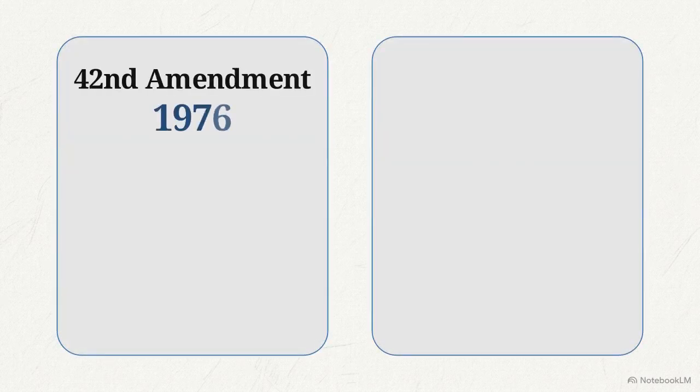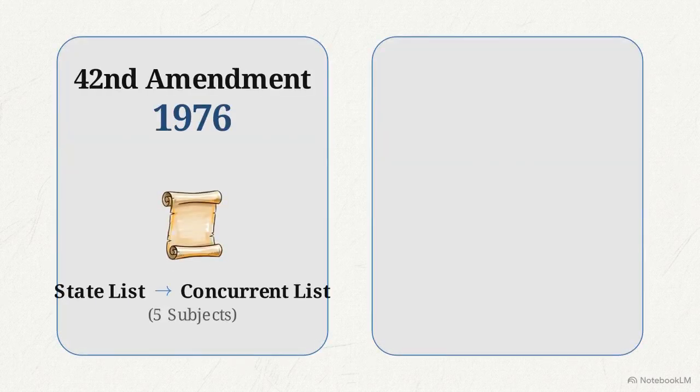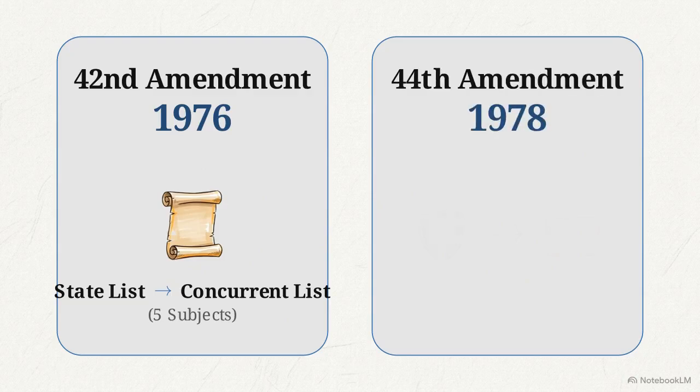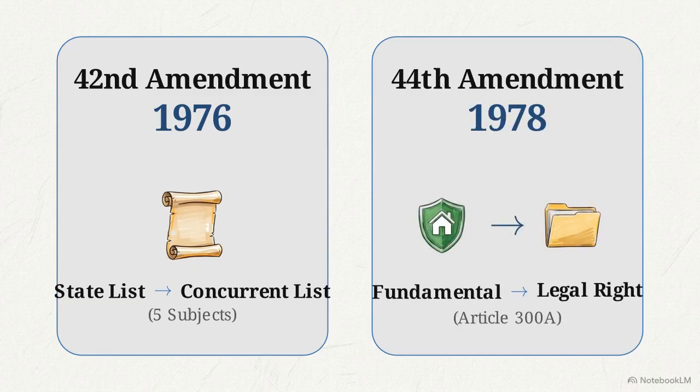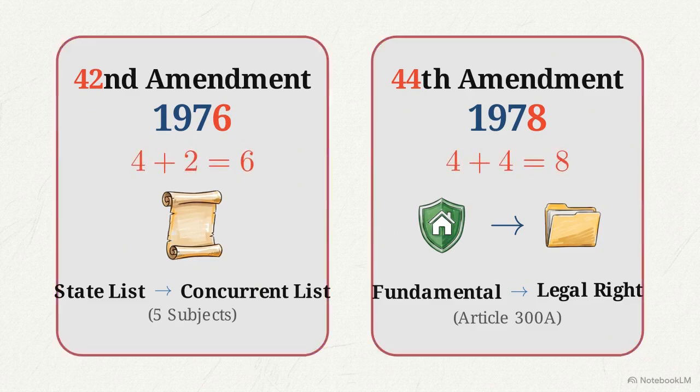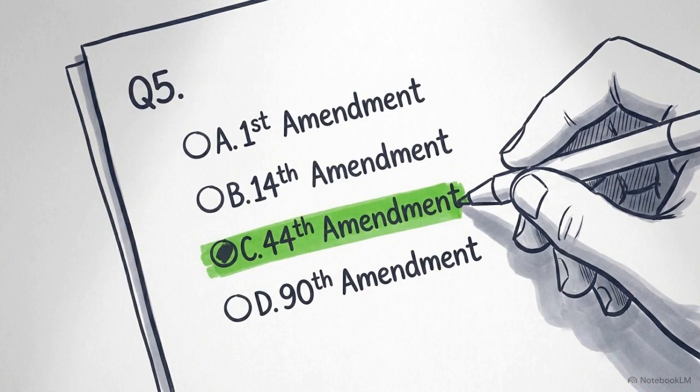By grouping these facts, we see that the 42nd Amendment adjusted the legislative lists in 1976, while the 44th Amendment reclassified property rights in 1978. Understanding the specific legal logic behind these two amendments ensures you can accurately distinguish between them on any exam.